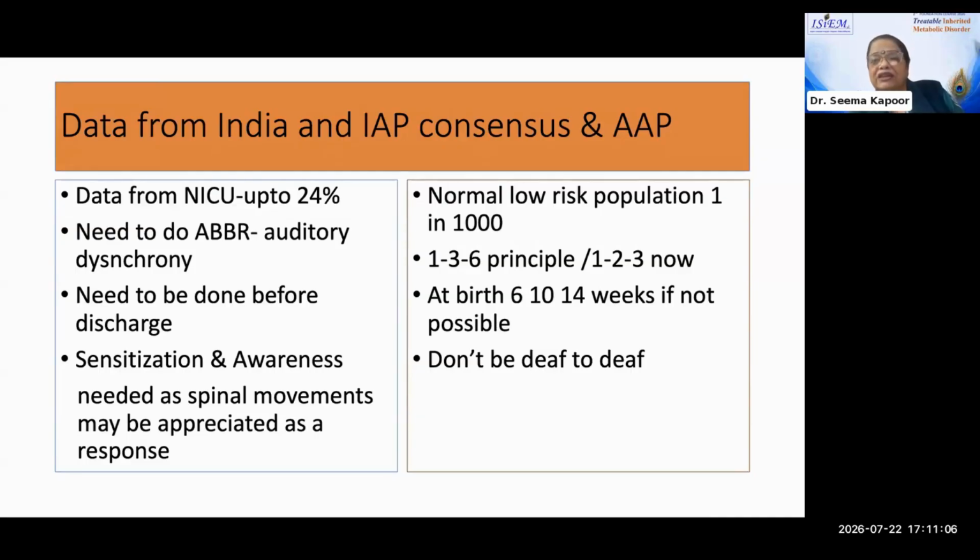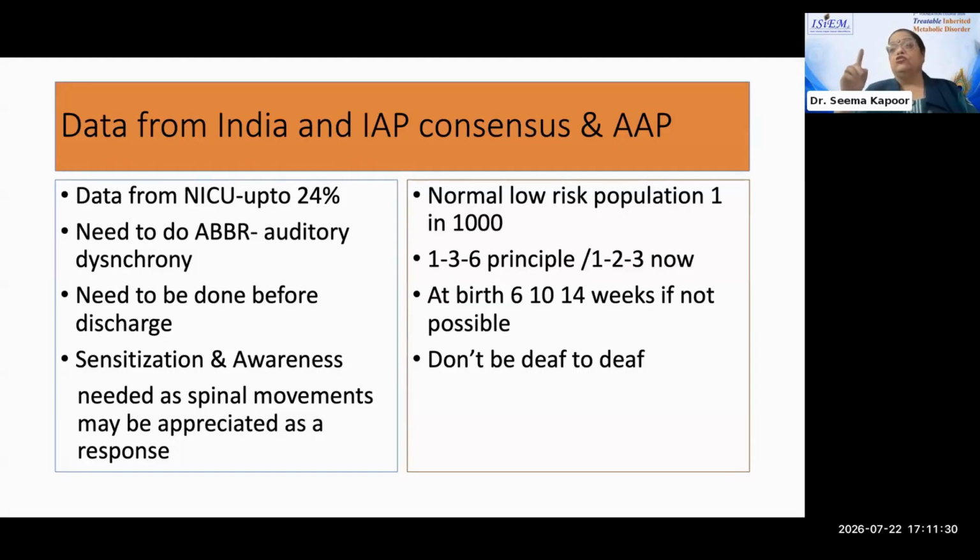Initially, we used to follow the 1-3-6 principle. Confirm by 1, reconfirm by 3, and give hearing aid by 6. It has been changed to 1, 2, 3. Test by 1, confirm by 2, and provide hearing aids by 3. So that at 6 months, when the prelingual phase is over, the baby is able to hear.